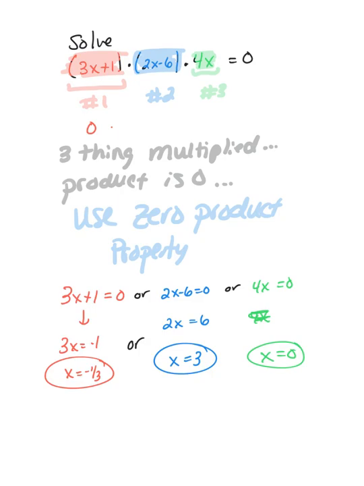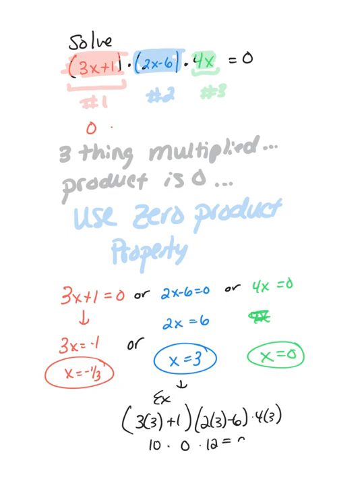If I plug them in, like let's say I plug in 3 as an example. If I plug in 3, all the x's are equal to 3. Only one of these is going to be true at a time. So when I simplify, this is 10 times 0 times 12. And anything times 0 is going to be 0. So if I plugged that in, it would work. It could have been this number.